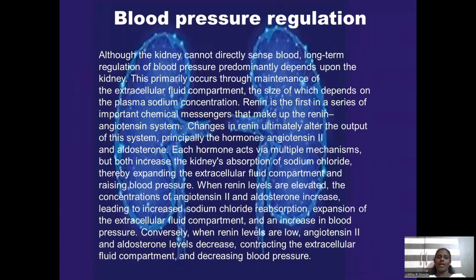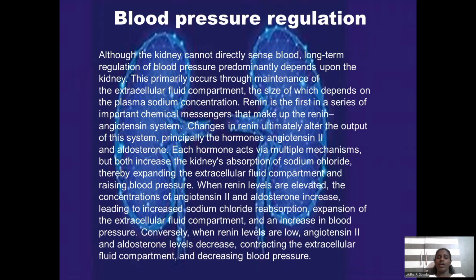The next topic is blood pressure regulation. Although the kidney can't directly sense blood pressure, long-term regulation of blood pressure predominantly depends upon the kidney. This primarily occurs through maintenance of the extracellular fluid compartment, the size of which depends on plasma sodium concentration. Renin is the first in a series of important chemical messengers that make up the renin-angiotensin system. Changes in renin ultimately alter the output of this system, principally the hormones angiotensin 2 and aldosterone.